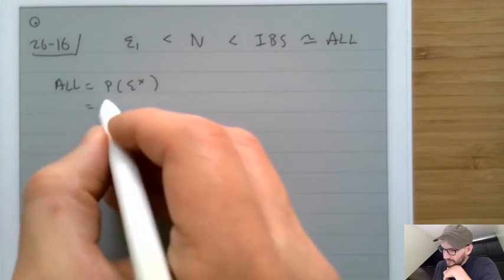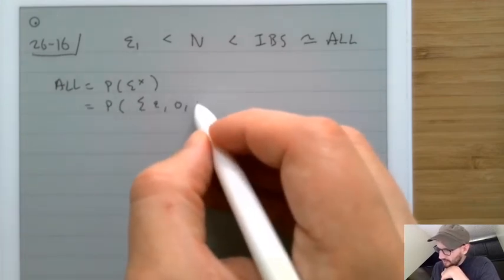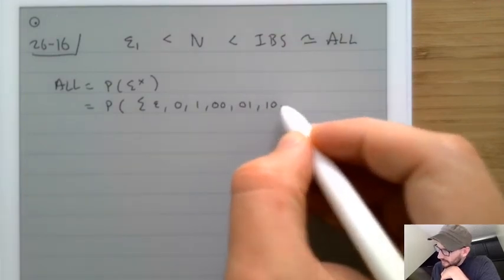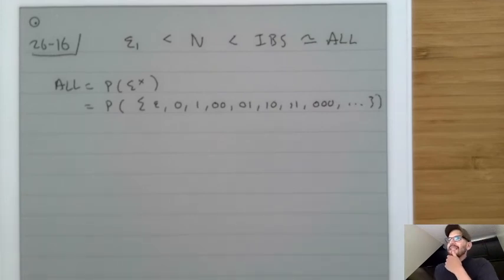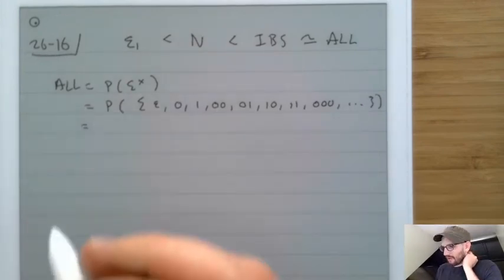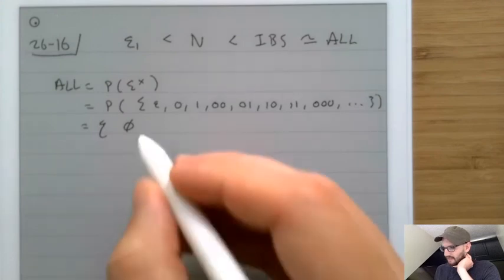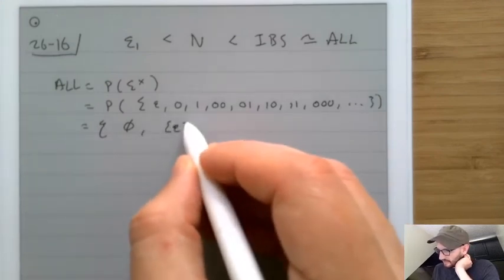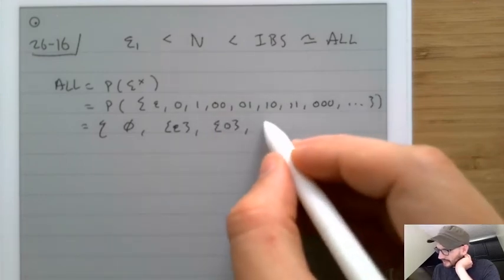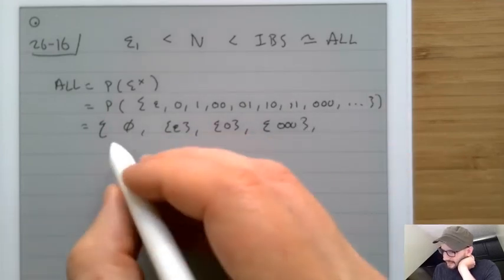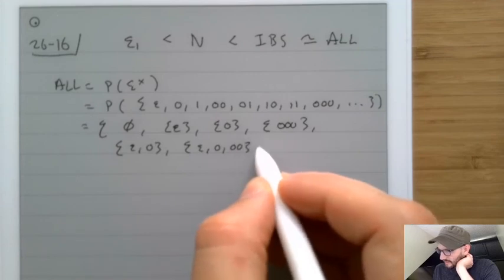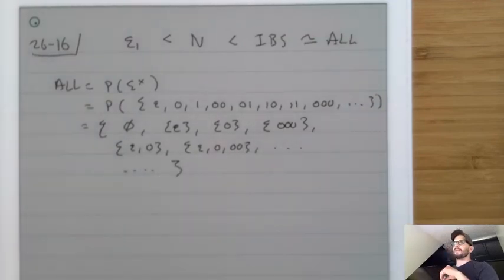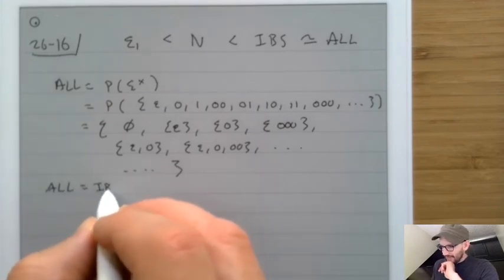So that means it's equal to the power set of epsilon, 0, 1, 0, 0, 0, 1, 1, 0, 1, 1, 0, 0, 0, and so on. Okay? So if it's equal to that, then what is the power set of that? Well, it contains the empty set, right? It contains the set that just contains epsilon. It contains the set that just contains 0. It contains the set that just contains 0, 0, 0, and so on. It contains the set that contains epsilon and 0, or epsilon and 0 and 0, 0, and so on. So it contains many, many, many sets. All right? Here's what I claim. All is actually the same thing as IBS.